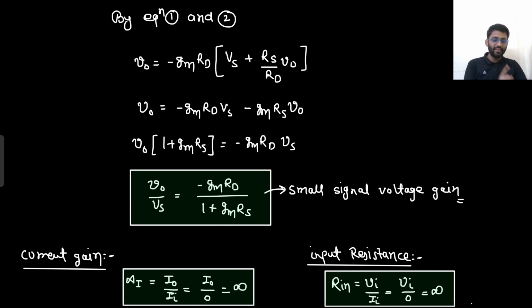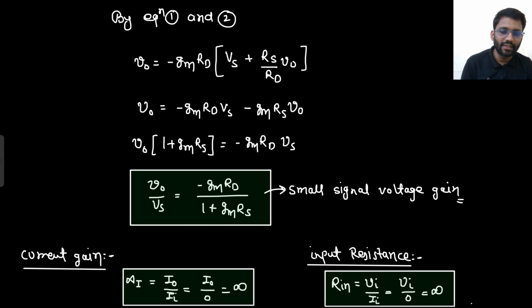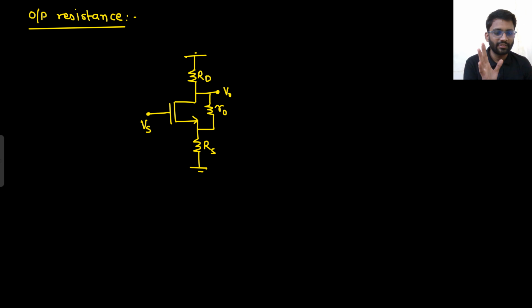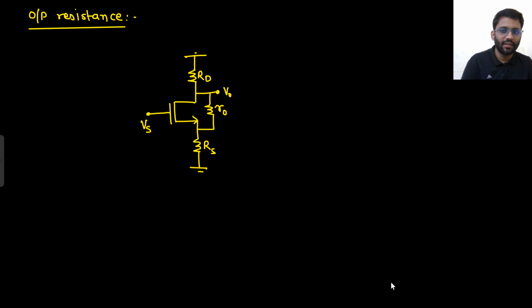Now the question is, what will be your output resistance? But before that, we have calculated three things: gain, current gain, and input resistance. Now we are yet to calculate the output resistance. So let's calculate the output resistance first. Then we will see the voltage gain considering R0. What will be your R0?